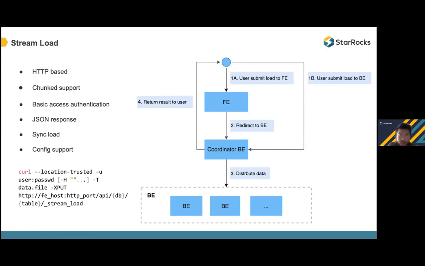The procedure steps are on the right side. You can see the curl command will be sent to the FE node, and the FE node will find a coordinator BE and finally distribute the load into different BE nodes.